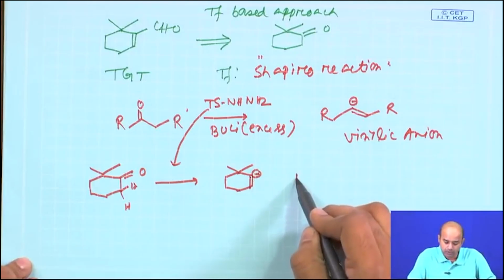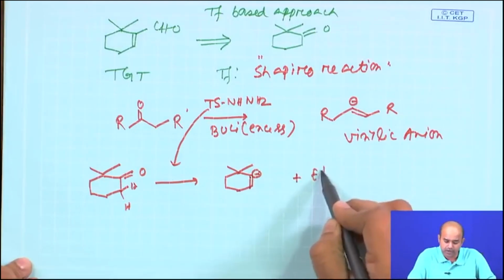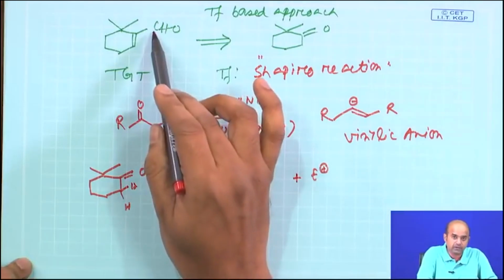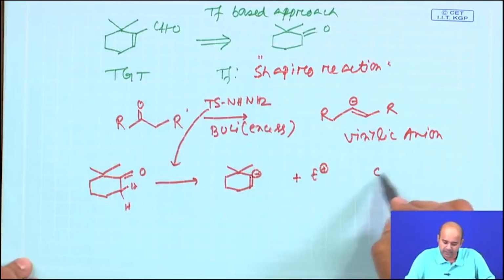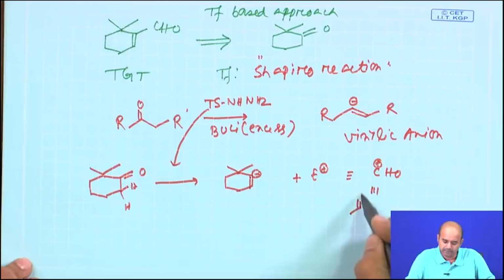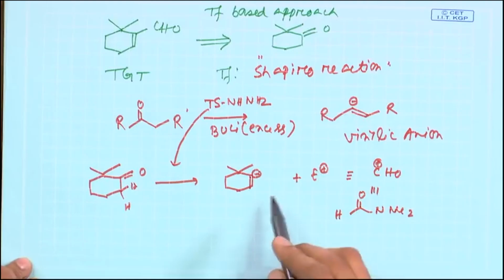Now, what you need to do is just react it with some electrophile. So, what are the electrophiles? The electrophile demands a CHO plus, meaning the electrophile should be a CHO plus. It is a normal polarity, it is not an umpolung polarity. So, this species can come from DMF, or dimethyl formamide.